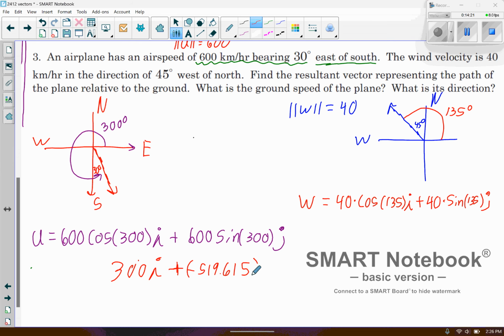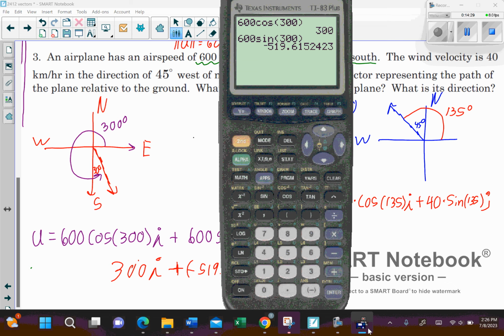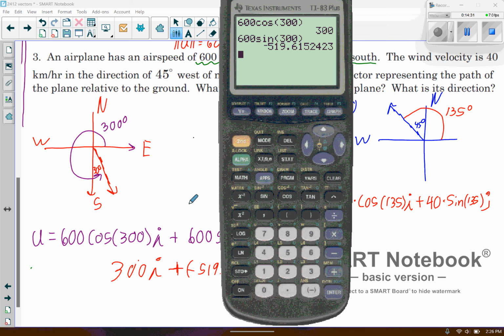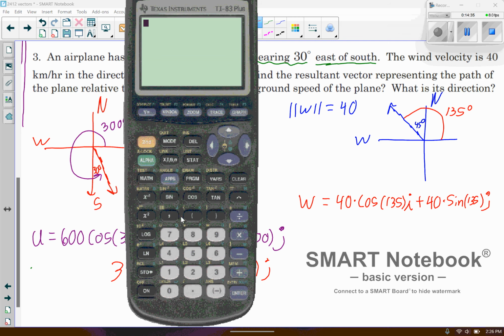Okay, so that is the y component of the vector of the plane. Let me just double check. Okay, I got everything written down right. Now I've got to do the same thing for the wind vector. For the wind vector, it's going to be 40 times cosine of 135, and that's going to be negative 28.284.